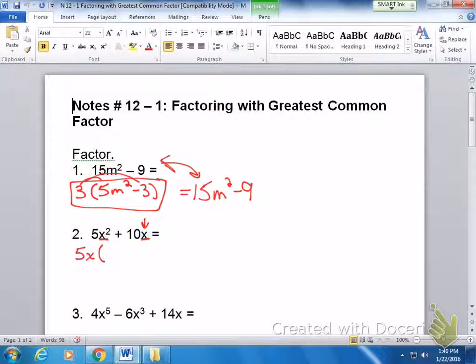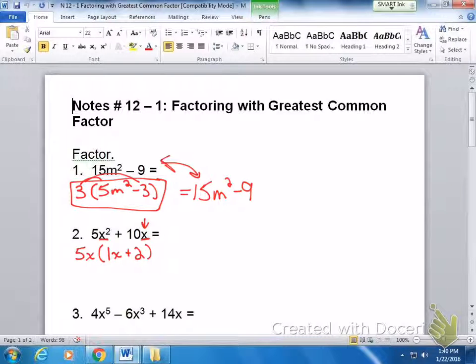Now I'm going to open my parentheses. Think about numbers first, then variables. 5 divided by 5 would leave me 1. X squared divided by x would leave me x. Now you could just write x. 1x is just as good. Plus 10 divided by 5 gives me 2. And x divided by x gives me 1. So it cancels out. And my answer is 5x times 1x plus 2.